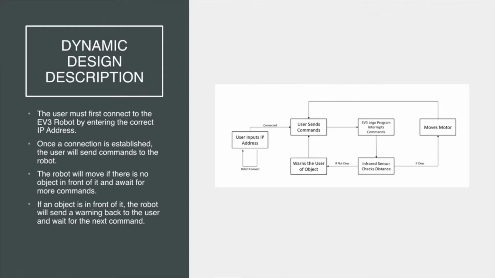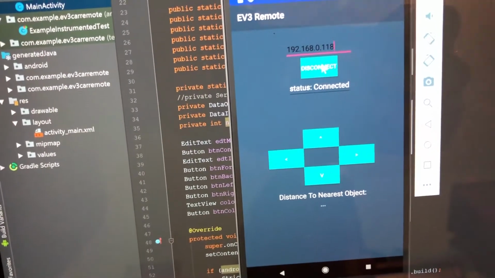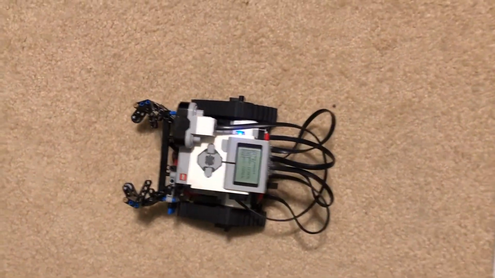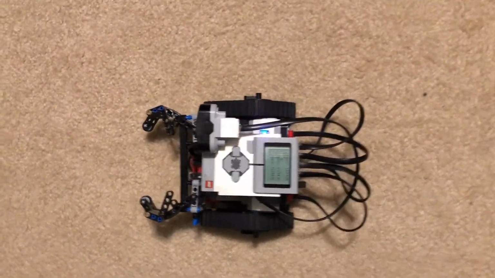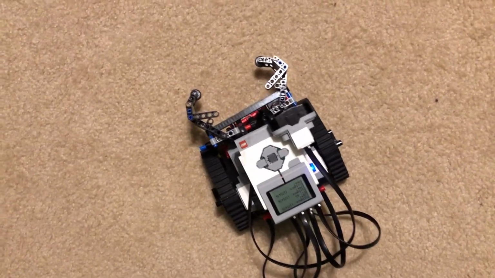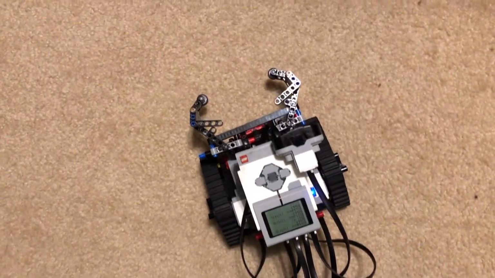You will now see our LEGO robot in action. As shown in the dynamic design, the user first has to connect to the robot. As the robot's awaiting the client, the user inputs the IP address and clicks the connect button, and then will connect to the robot. The user can then freely move the robot. As you can see here, it's moving forward. Then it will move to the right, and the user can move the robot any way they desire.